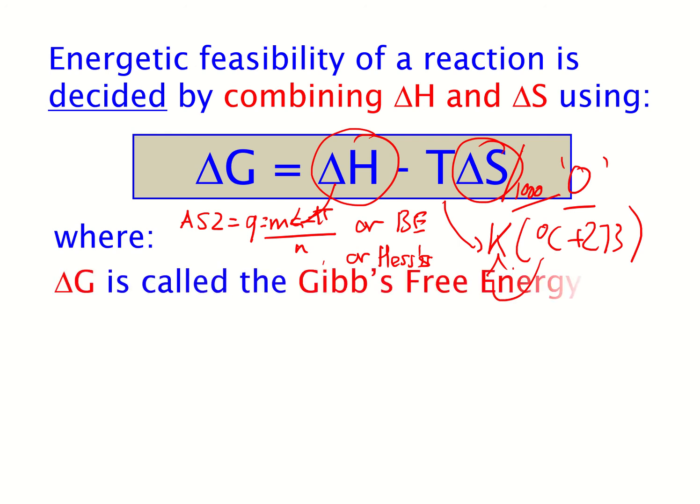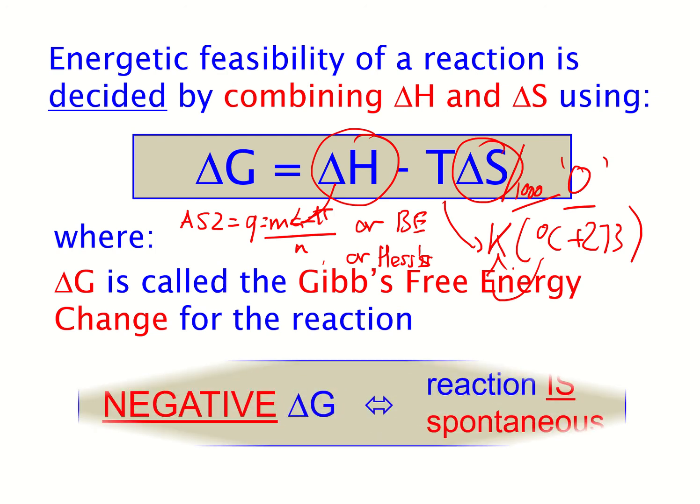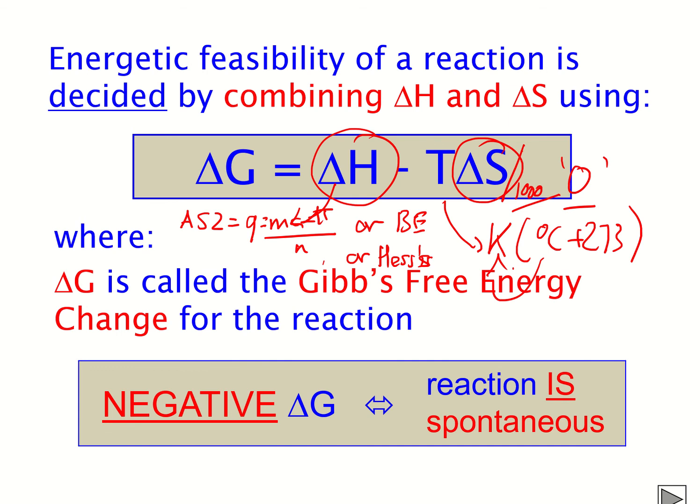Okay. Right, so this is called the Gibbs free energy. And this is what we use to actually indicate whether a reaction is or is not spontaneous. If it's negative, we say it's spontaneous. If it's positive, we say that it isn't spontaneous at that temperature. It may happen at a different temperature, but not at that one. And that's pretty much our rule of thumb for A level.